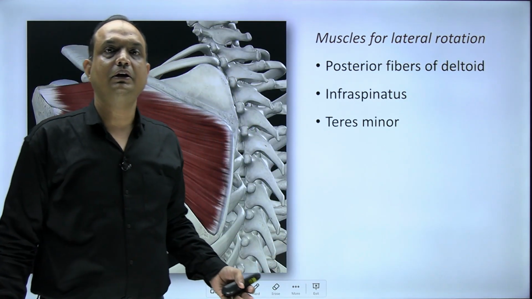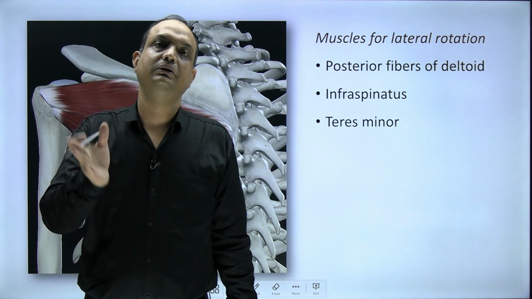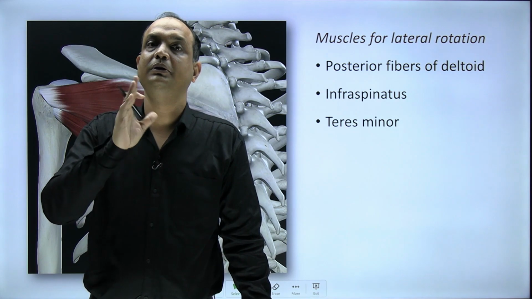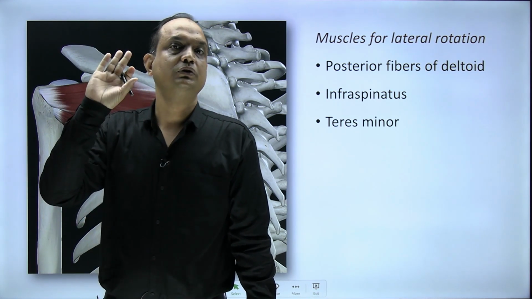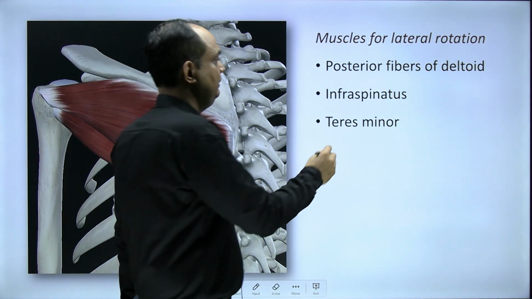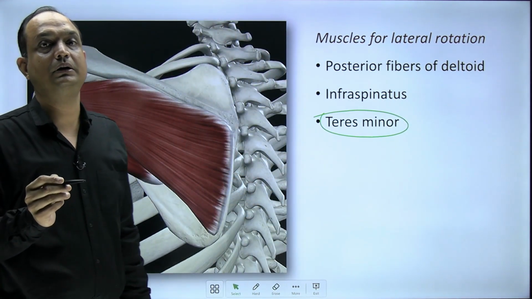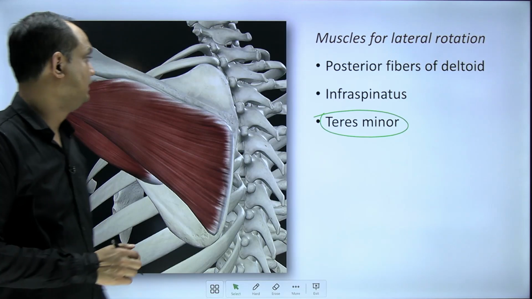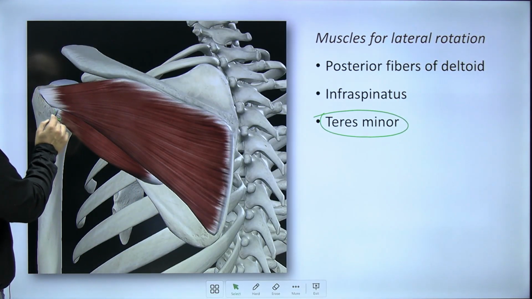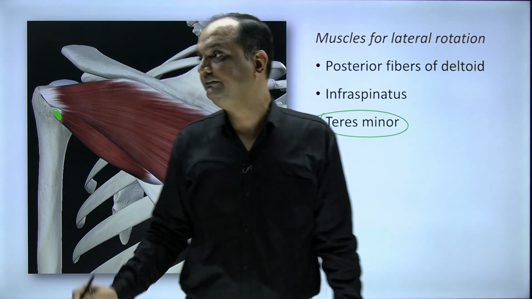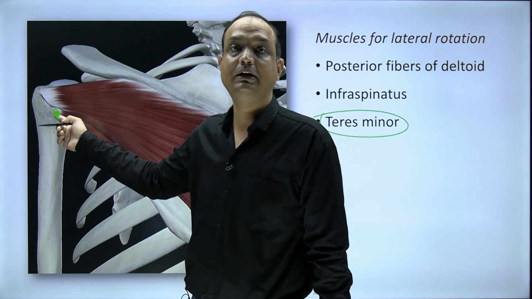For the lateral rotators, you need the muscles that insert on the posterior side of the humerus, not the anterior side. They should be on the posterior side of the humerus. So you know that teres minor. Now the teres minor inserts in the lower part of the greater tubercle, which is on the posterior aspect. So here you can see that this is the lowermost part of the greater tubercle, which is receiving this muscle, known as teres minor.